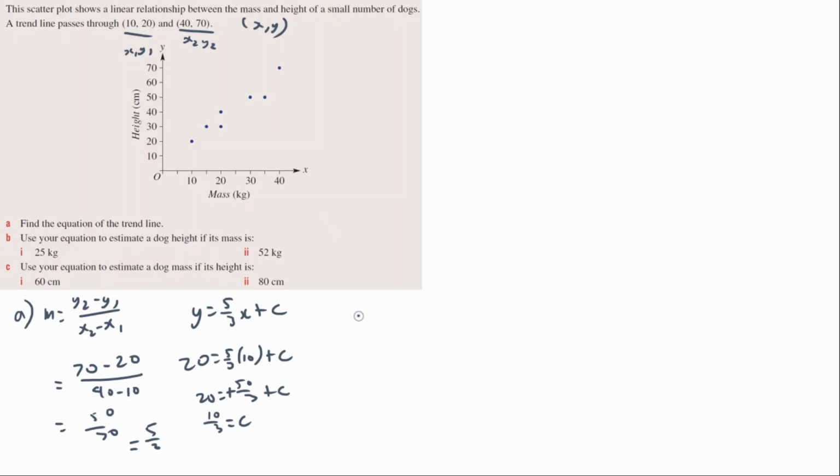So I've got my full equation now. I've got y equals 5 over 3x, and that's my c, so I get plus 10 over 3. Give yourself a tick if you got that correct.